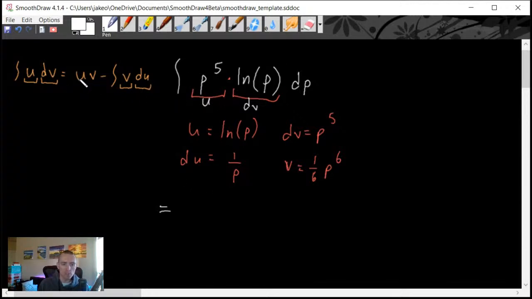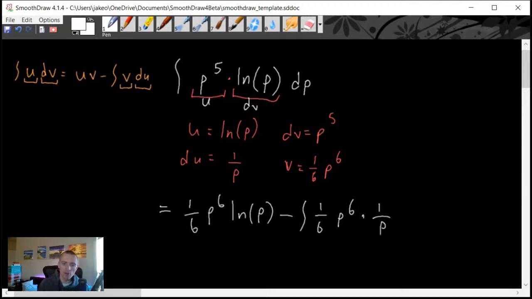And it should be equal to u times v, so ln of p times 1/6 p to the 6. I'm actually going to write it in the other order. So 1/6 p to the 6 times ln of p minus the integral of v times du. So minus the integral of 1/6 p to the 6 times du, which is 1 over p.